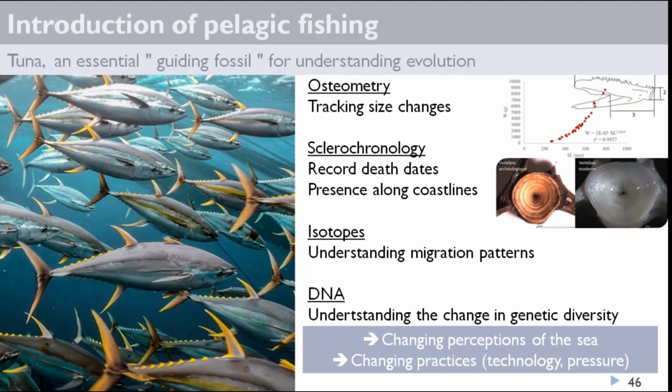a big study about the tuna in the area based on modern reference on three species of the tuna family: the kawakawa, the little tuna, the long-tailed tuna, and the yellowfin tuna. And so I would like to develop an osteometric model to really track the size change. I would like to develop some sclerochronological model to be able to record the date of death of the fish from the archaeological site.